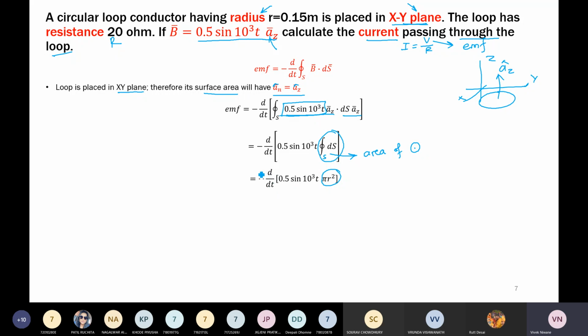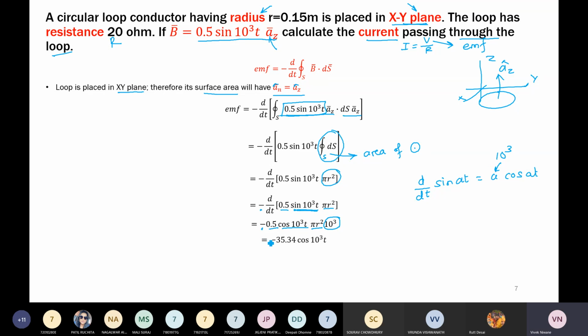So we do have some differentiation to be done over here with respect to time, and the rest of the quantities will be constant. The same equation has been rewritten. We will have 0.5 pi r square as a constant, but we will differentiate sine 10 raised to 3t. So the minus sign as it is, 0.5 pi r square as it is. The derivative of sine 10 raised to 3t is cos 10 raised to 3t, and this 10 raised to 3 comes extra because we know that d by dt of sine of at is equal to a cos of at. This a is 10 raised to 3 in our case. So we have the calculation minus 35.34 cos of 10 raised to 3t.